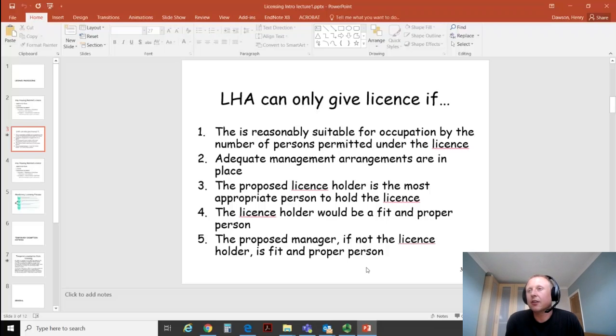So the other thing is that the license holder and any manager that's taking part in the day-to-day management of the property needs to be a fit and proper person. And I explain what that is elsewhere, but it means that they've got to be free from criminal convictions or proof of offences which would make them inappropriate to manage residential properties.